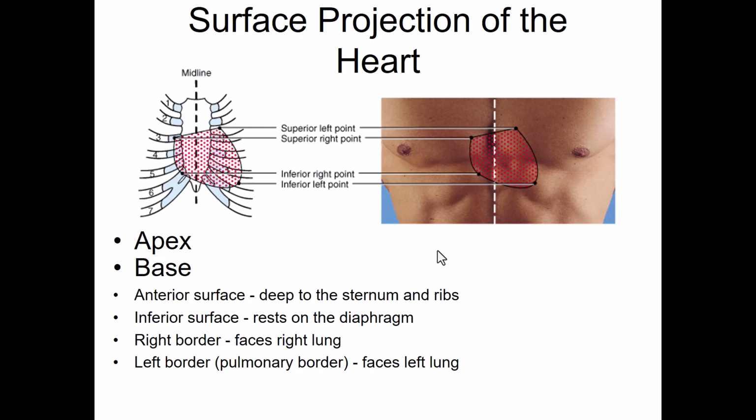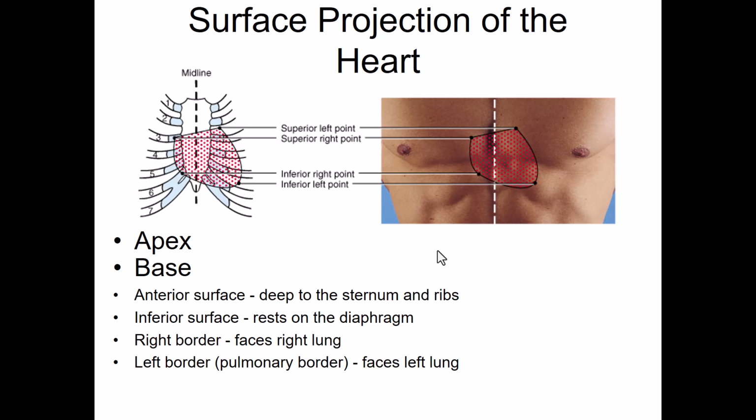So if you look at the surface projection on where the heart is, it's about the size of your fist in your chest. The apex is going to be that bottom point that you see labeled the inferior left point, and the base is going to be that top area between the superior left and superior right points. It is deep to your sternum and ribs and rests on the diaphragm.